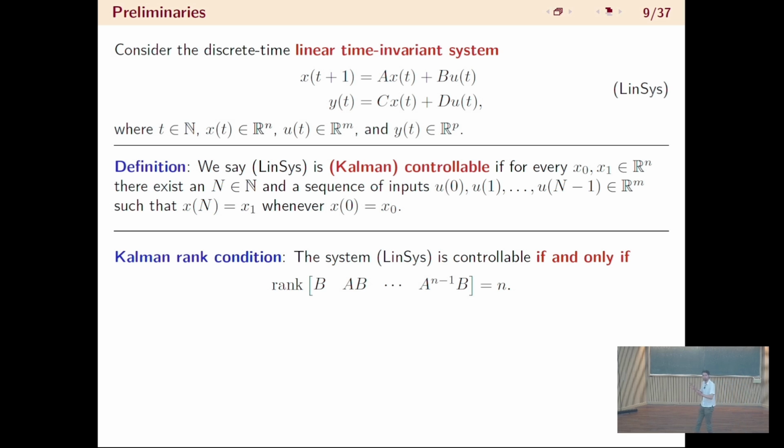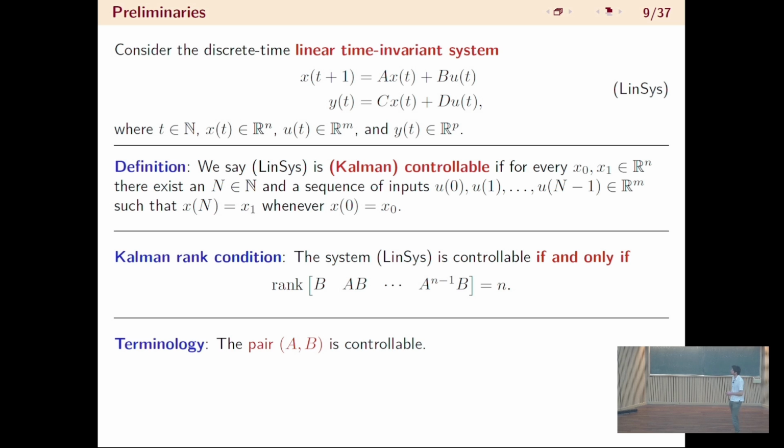So this is a very simple check. Given the parameters of the system, you can easily check whether your system is controllable by computing the rank of this matrix. You note that using this Kalman rank condition, controllability only depends on the matrices A and B, and not on the matrices C and D here. That's why I sometimes say throughout the course that the pair (A, B) is controllable. Again, because controllability only depends on A and B.